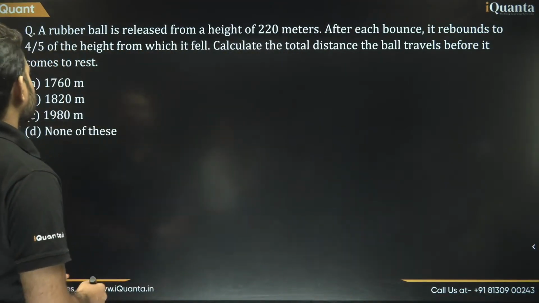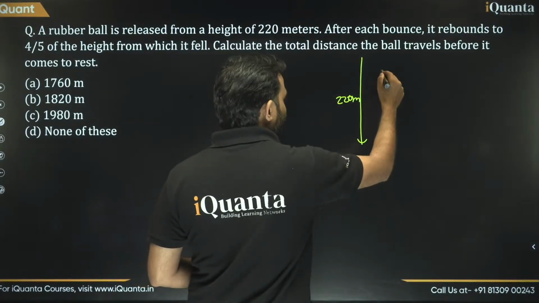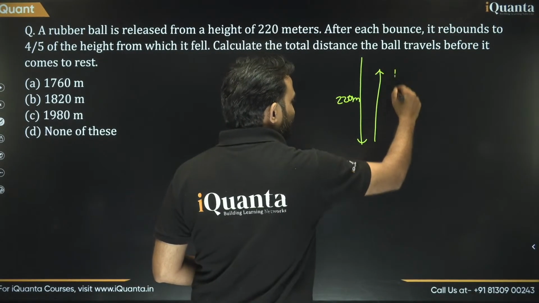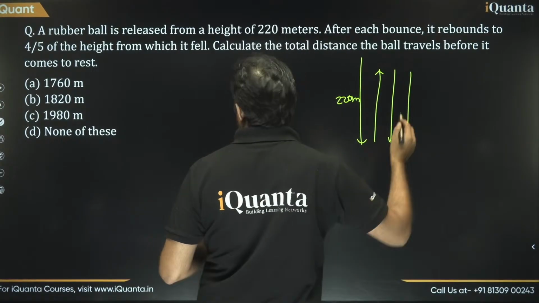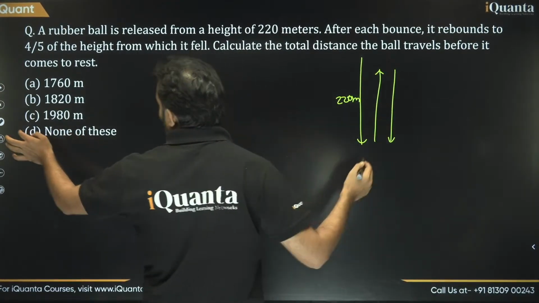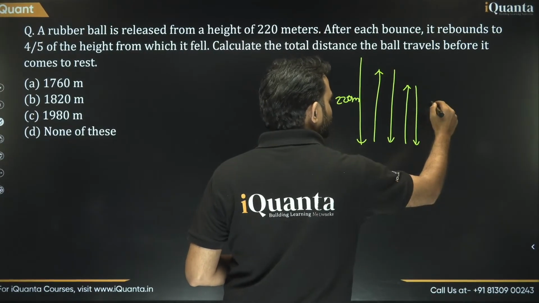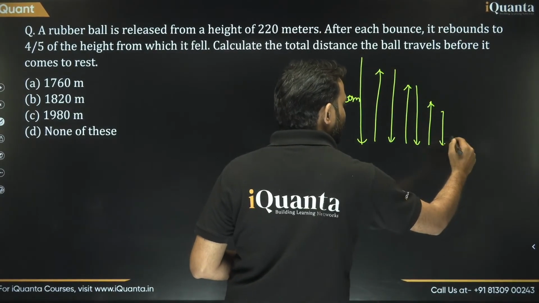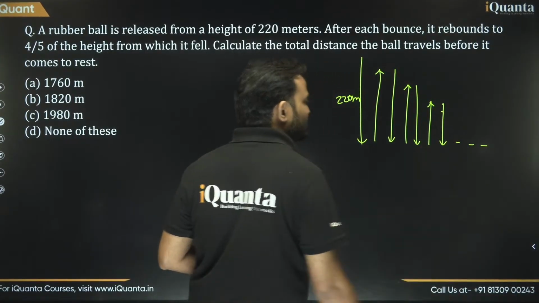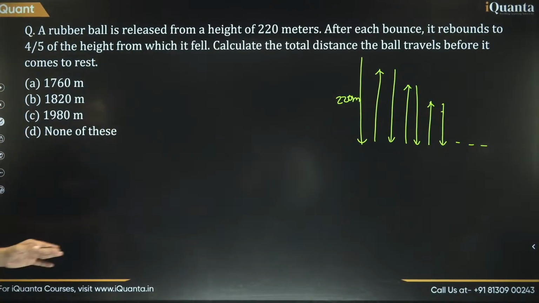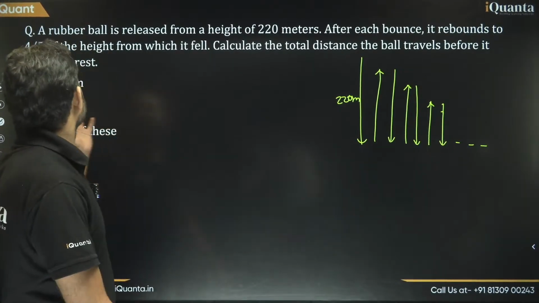So in this question, it says a rubber ball is released from a height of 220 meters. After each bounce, it rebounds to 4/5. So it rebounds to 4/5, and then it will come back. Then again it will rebound to 4/5 of the previous height, and then again it will come back. Then 4/5, then it will come back, and so on. Right? We need to find the total distance traveled by the ball before it comes to rest.